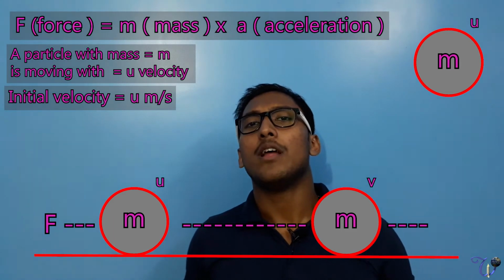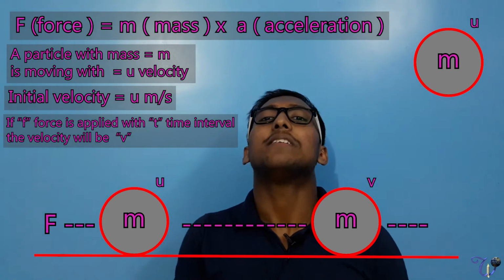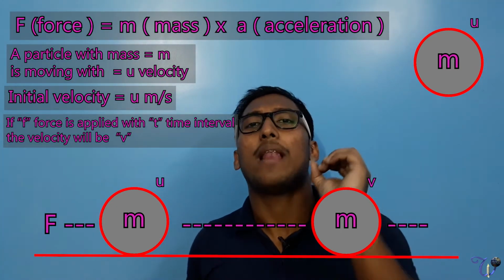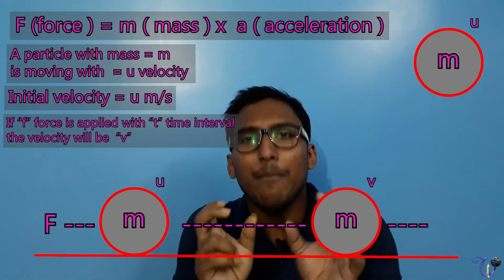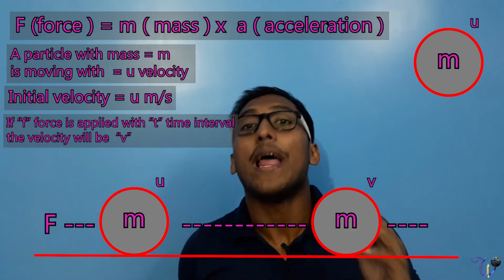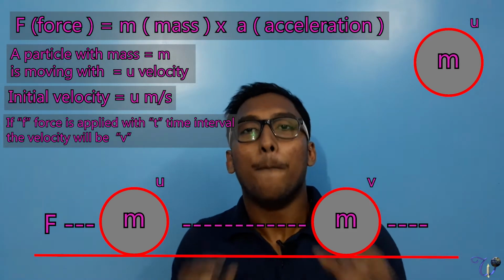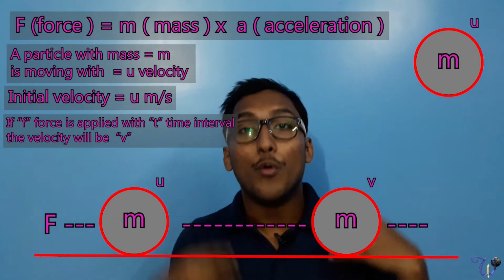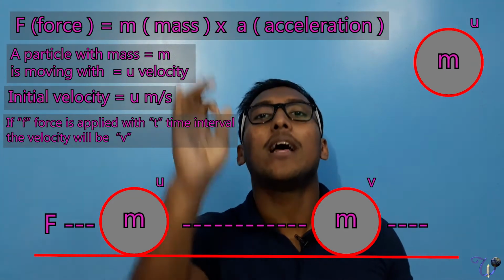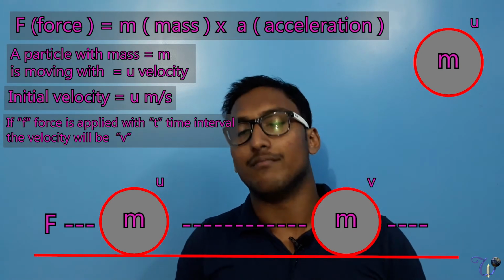If F force is applied to the body, and the time interval of applying the force is t, right? Then the velocity of the body or the particle must change, because we are applying the force. So if force is applied to a body, the velocity of the body must change, and the new velocity is v.